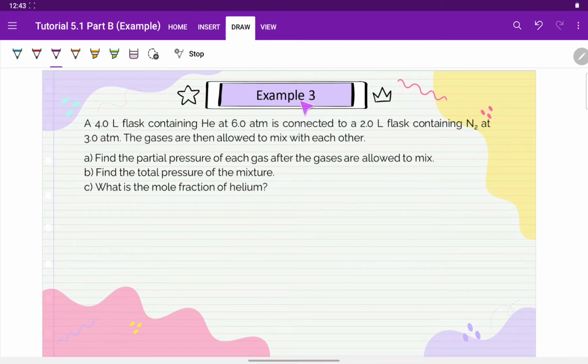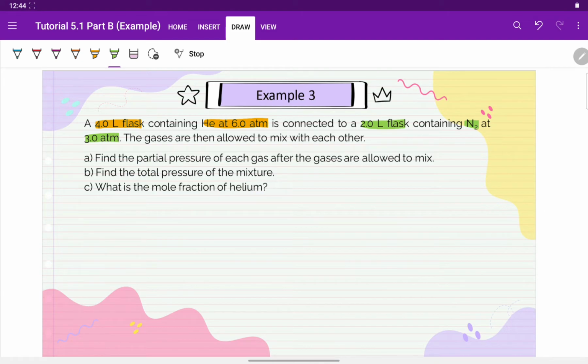Now, let's take a look at example 3. Okay, so a 4.0 liter flask containing helium at 6 atm is connected to a 2 liter flask containing nitrogen at 3 atm. So the gases are then allowed to mix with each other. Okay, so question 1. A. Find the partial pressure of each gas after the gases are allowed to mix. B. Find the total pressure of the gas mixture. C. What is the mole fraction of helium?